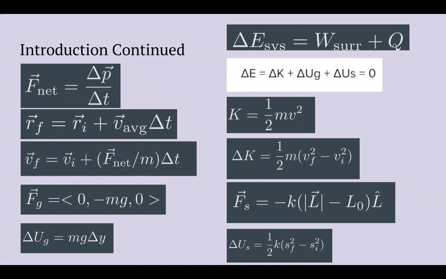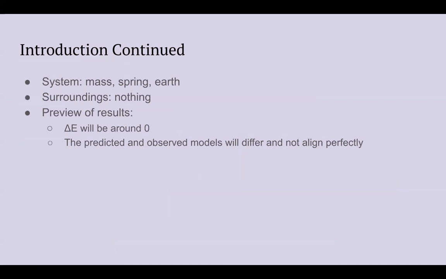In this specific lab, we are taking the mass, spring, and earth as our system, so there's no work done in the surroundings. Thus, the change in energy can be defined as delta K plus delta U grav near earth plus delta U spring. All of the formulas to find these values are listed on this slide. As I mentioned earlier, the system will be the mass, spring, and earth, and the surroundings will be nothing. And as we will see later on in the presentation, the change in energy will be around zero. However, the predicted and observed models will differ and not line up perfectly.